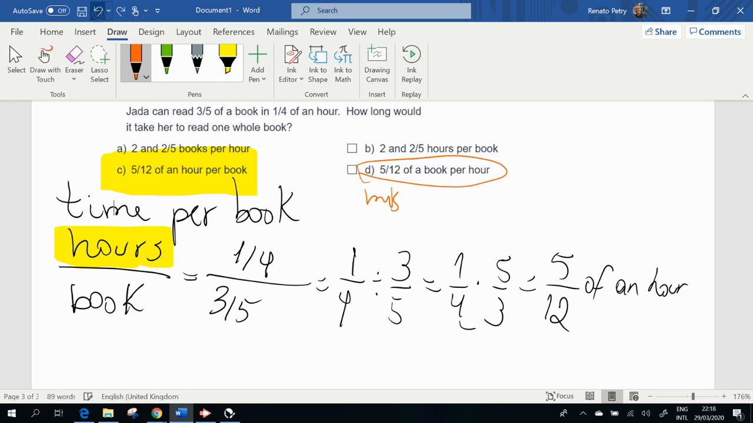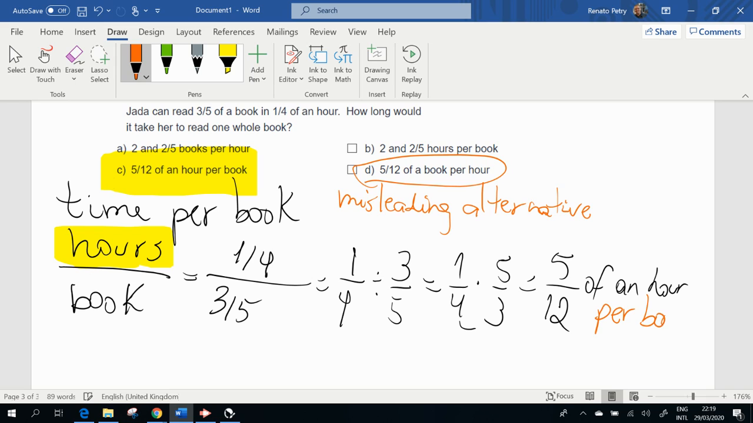My God, my handwriting is not that good. Sorry. I'm quite sure by the end of quarantine, my handwriting will be better. The misleading alternative. Why is it a misleading alternative? Because it has the correct fraction, 5/12ths, but of a book per hour. And that's not the ratio that we're talking about. The ratio we're talking about here is how much time to read one book. So how much time per book. That's why it's always important to write "per book" at the end of your final answer.